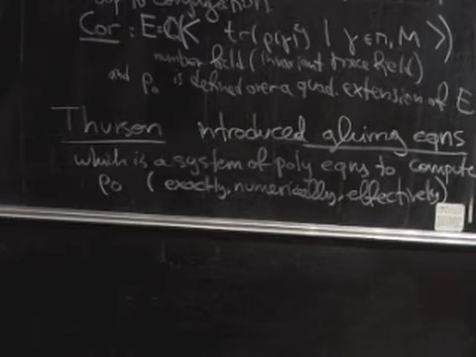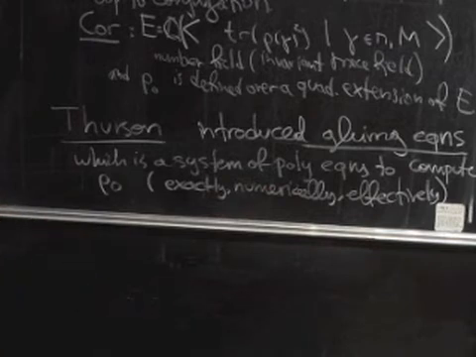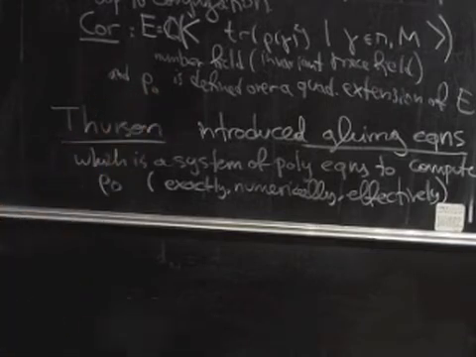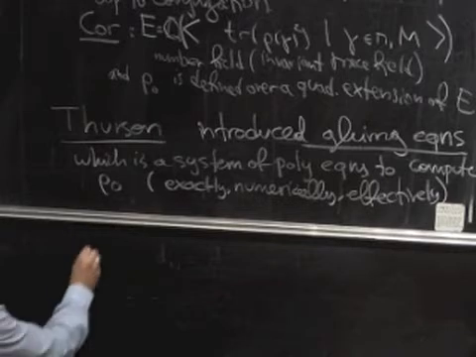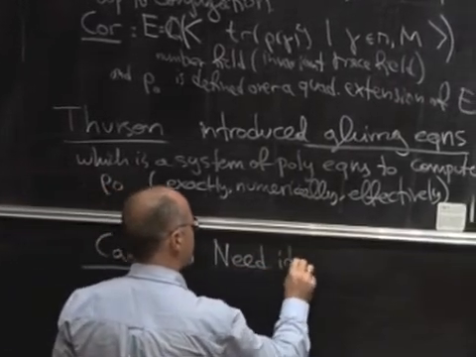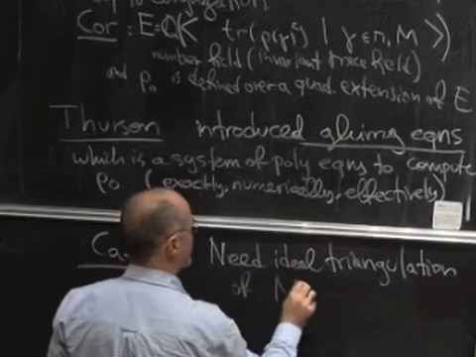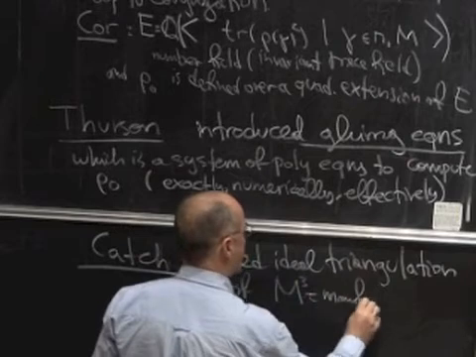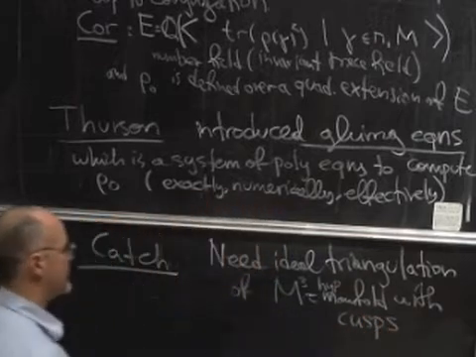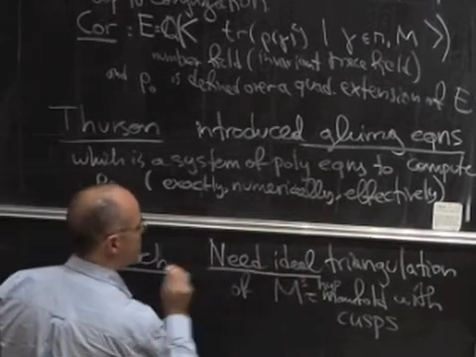So the gluing equations themselves are a system of polynomial equations, in fact, a zero-dimensional system of polynomial equations whose solutions are algebraic numbers, which are related to and can reconstruct the representation in question. There is a catch. The catch is that we need an ideal triangulation of the hyperbolic manifold with cusps, and by that I mean whose non-empty boundary is a union of tori. So in order to write the equations, we need this.